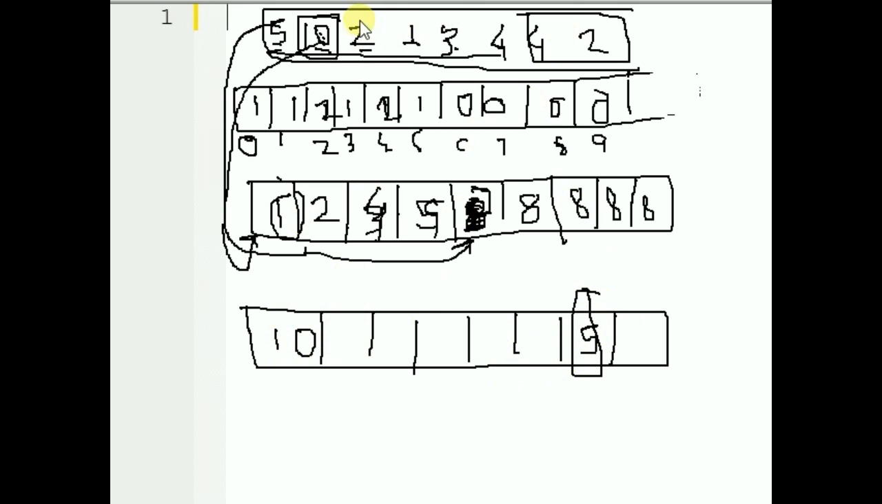Similarly with 2: 2 here, 0 and 2 here, 4 minus 1, 3, 0 1 2 3 here. 2 would come here.